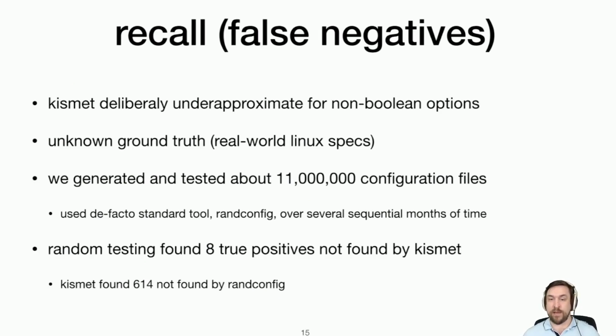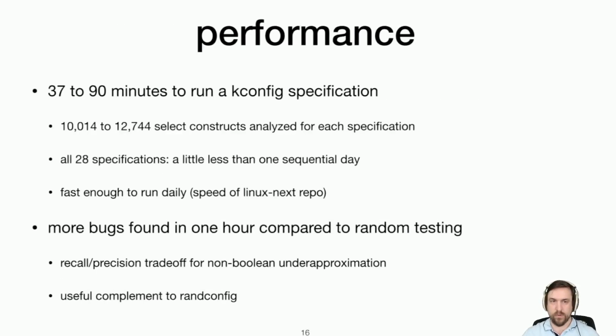Now, we don't have ground truth for how many bugs there are in the actual Kconfig specifications. So to get a proxy for this, we ran the random configuration testing tool that comes with Linux for over the equivalent of several months of sequential time. We have some parallel computing to do this in about 4 days. We generated about 11 million of these files and found 8 true positives that Kismet missed due to this underapproximation.